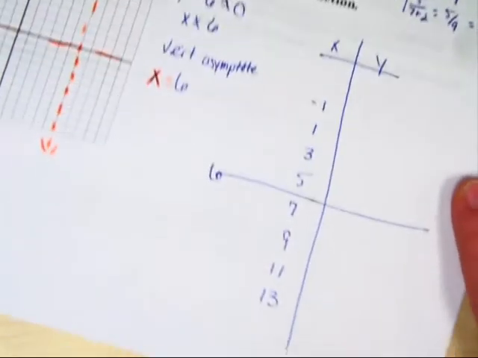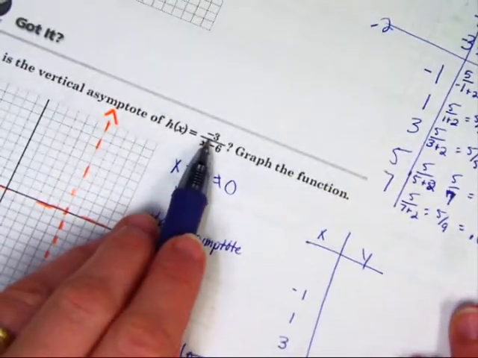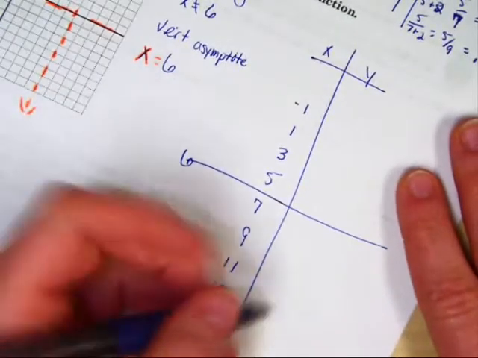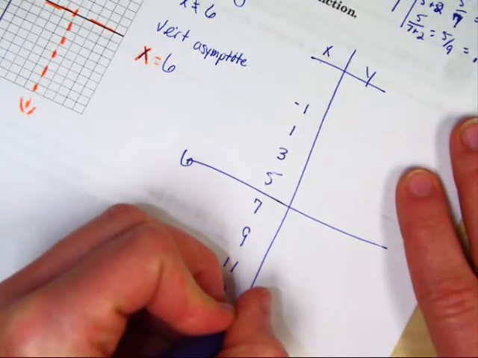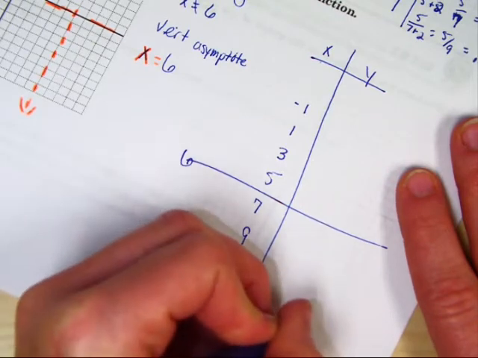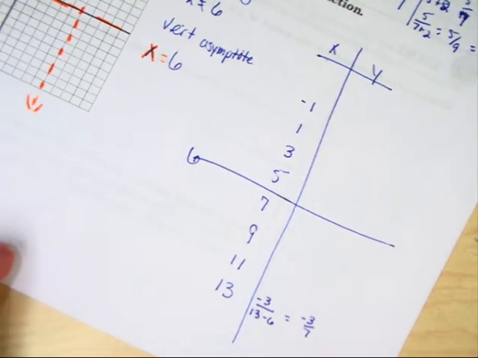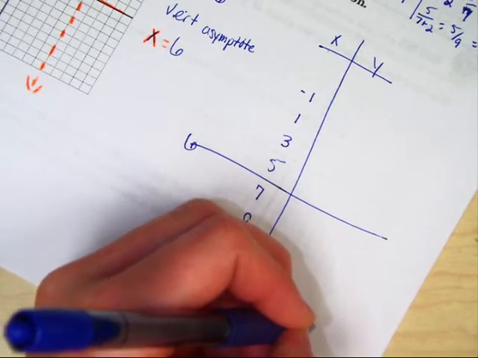Let's plug in some values. I'm going to start with 13. Are you ready? So I'm going to do this equation up here, plugging in 13. Negative 3 over 13 minus 6 is negative 3 over 7. That's going to be a decimal. Negative 0.4 approximately.